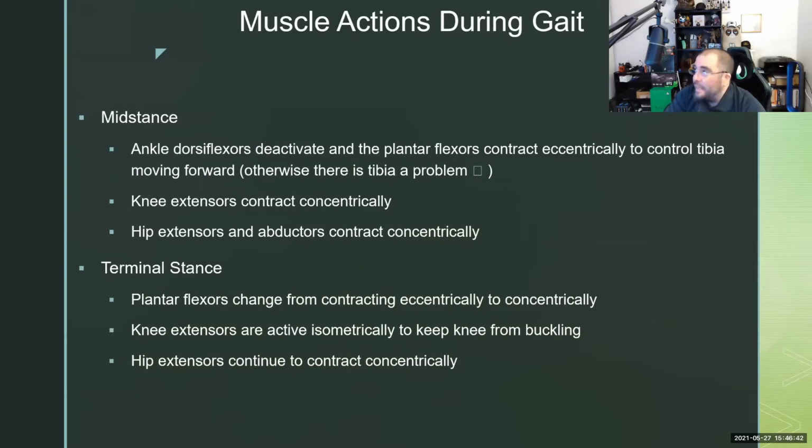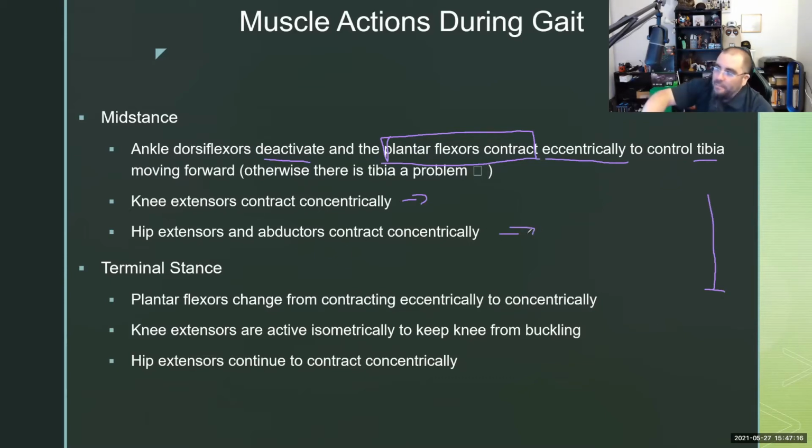Mid stance. Now my leg's almost straight up and down, right? My ankle dorsiflexors deactivate, and then my plantar flexors are going to start contracting. First of all, they contract eccentrically to slow everything coming through and control the tibia. And if you don't have functional plantar flexors, that tibia will become unstable during gait and may rotate. The knee extensors continue to contract concentrically to hold the knee into extension. And the hip extensors start contracting to bring the leg backwards.